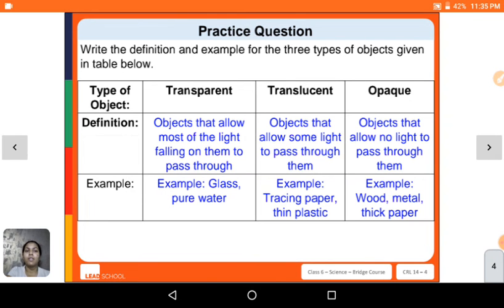What is transparent? Objects that allow most of the light falling on them to pass through, and their examples are glass and pure water. What is translucent? Objects that allow some light to pass through them are translucent objects. Examples: tracing paper, thin plastic. What are opaque objects? Objects that allow no light to pass through them. For example, wood, metal and thick paper.